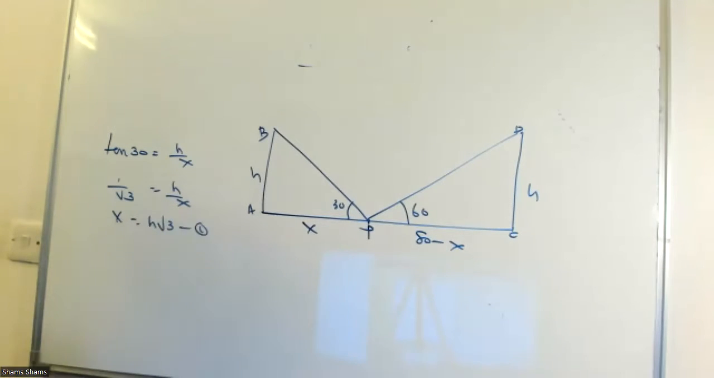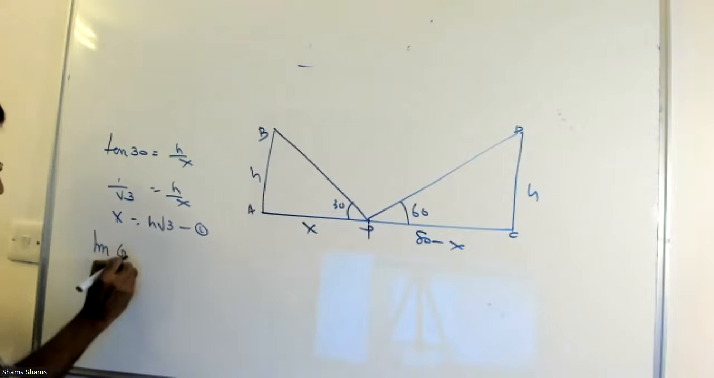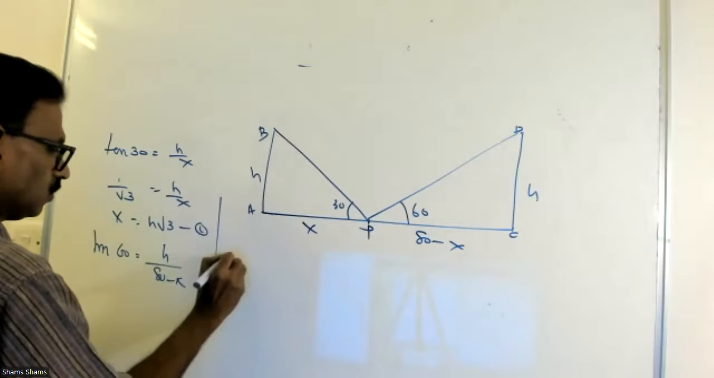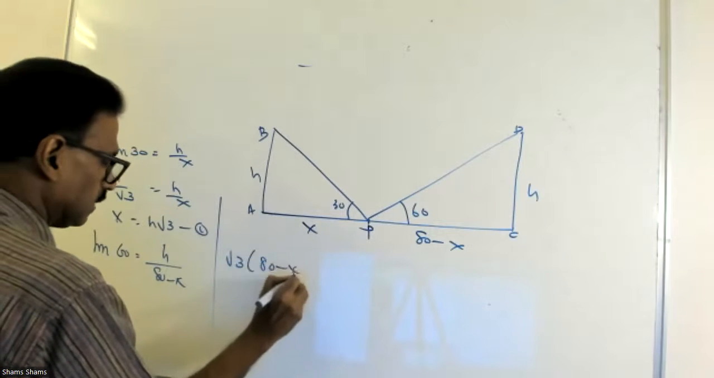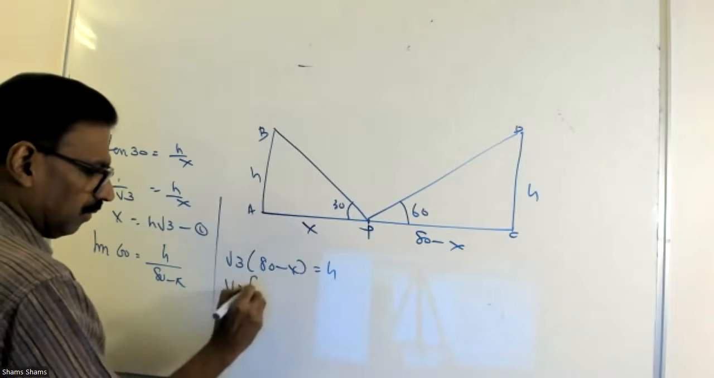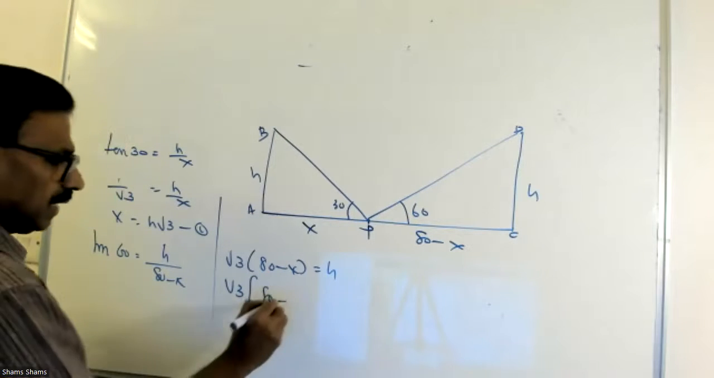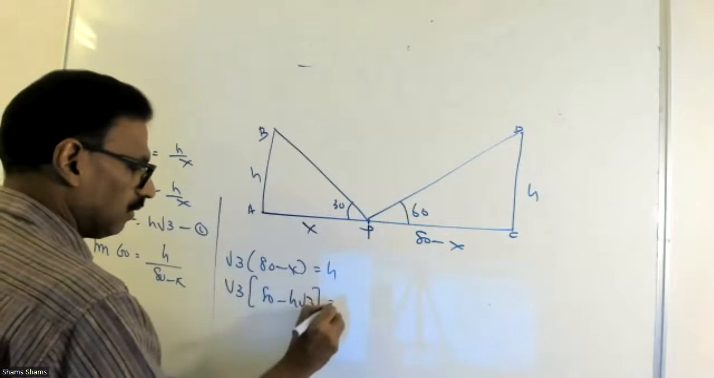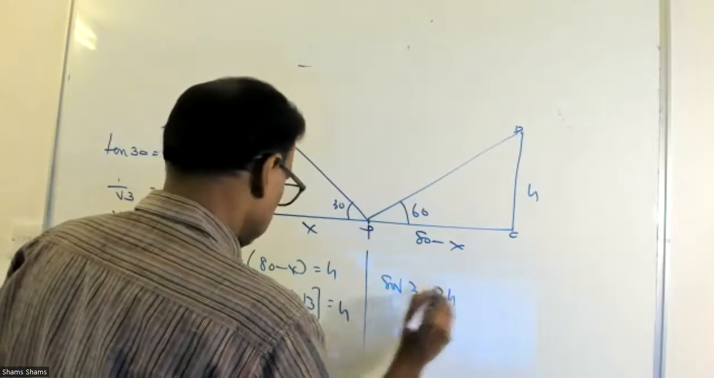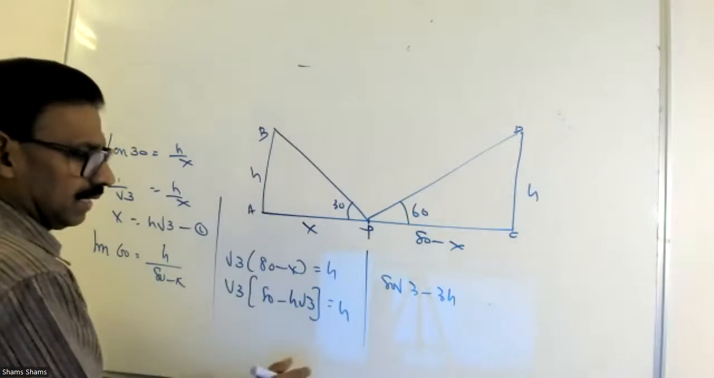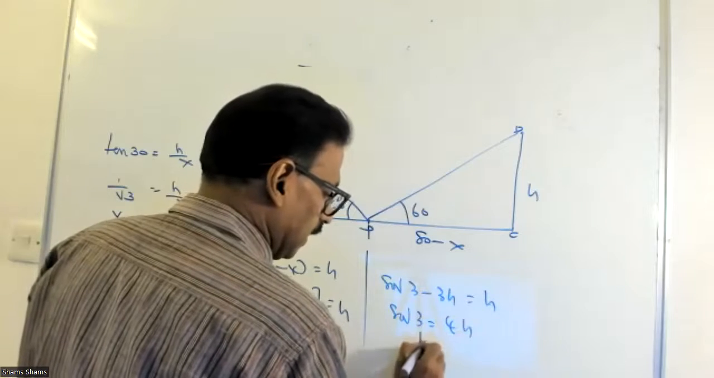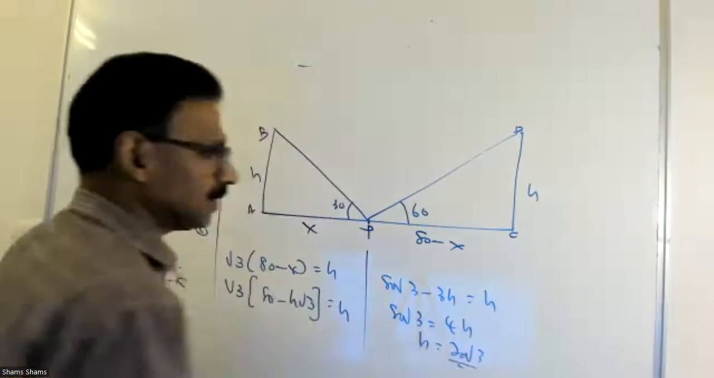Call it number 1. Tan 60 equal to H divided by 80 minus X. Tan 60 is root 3, so root 3 into 80 minus X equal to H. Okay, you can substitute X here. Root 3 into 80 minus H root 3 equals H. So that is 80 root 3 minus 3H. H root 3 times root 3 is 3H, equal to H. So 80 root 3 equal to 4H. H equal to 20 root 3. The height is 20 root 3.